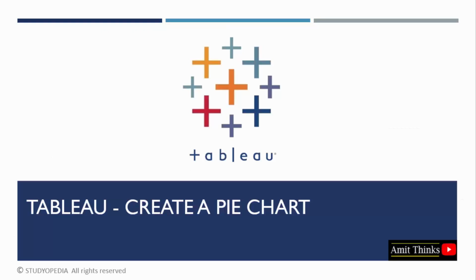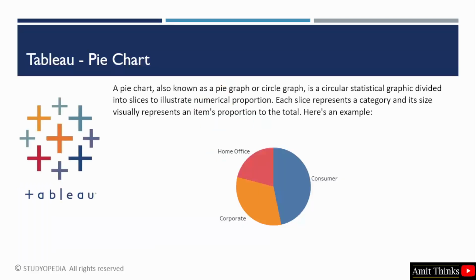In this lesson we will understand how to create a pie chart in Tableau. First we will see what is a pie chart and then we will create it in Tableau. A pie chart is basically a circular graphic that is divided into slices. As you can see in the image, it is basically a circular graphic that illustrates numerical proportions. It is also known as pie graph or circle graph.